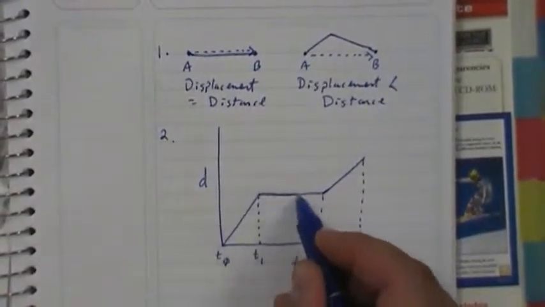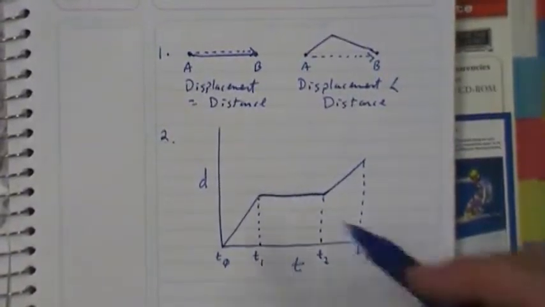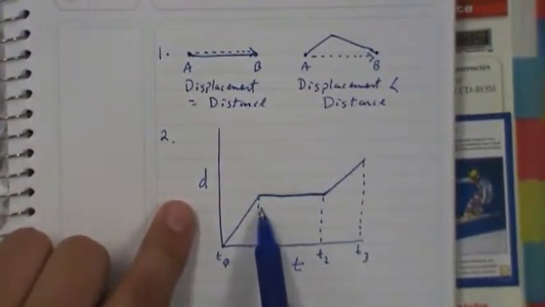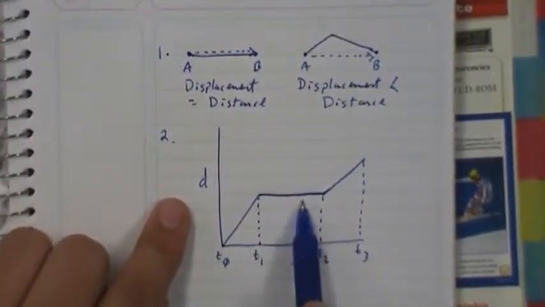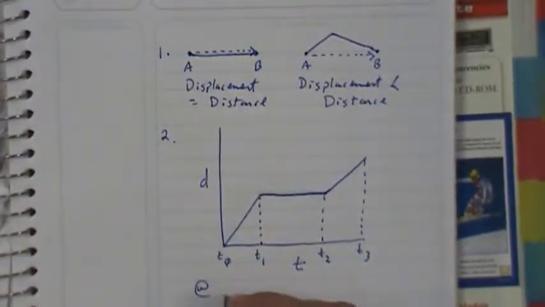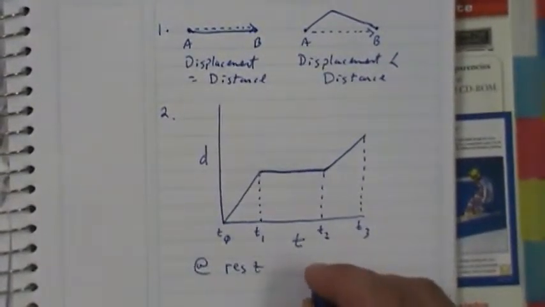The horizontal line on the distance time graph stretches from time 1 to time 2. Well, what does that actually mean? Our distance does not change from time 1 to time 2. If our distance does not change, we can say that the object or person or whatever this was at rest or stopped.